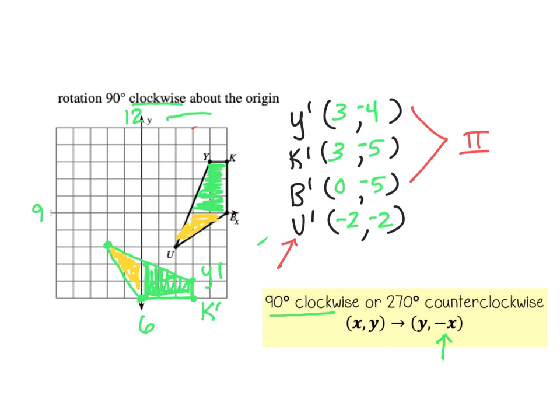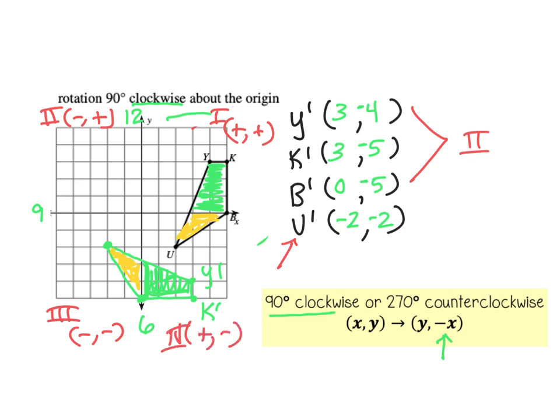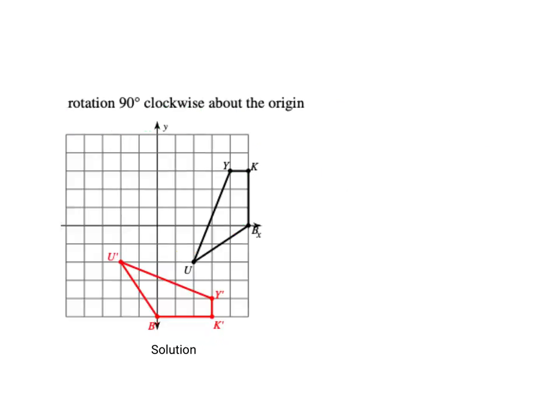So again, going back and knowing that quadrant 1 is positive, positive, that's our quadrant 1. Quadrant 2 is negative, positive. Quadrant 3 is negative, negative, and quadrant 4 is positive, negative. I would write that in your notes. So now look at our answer and then see if we have it correct.